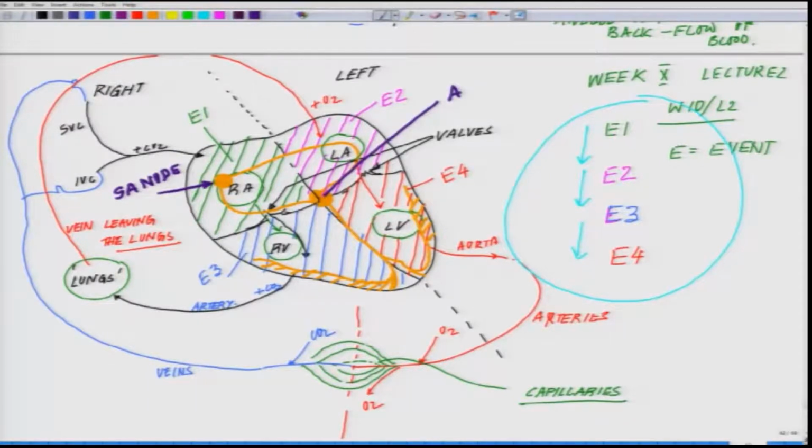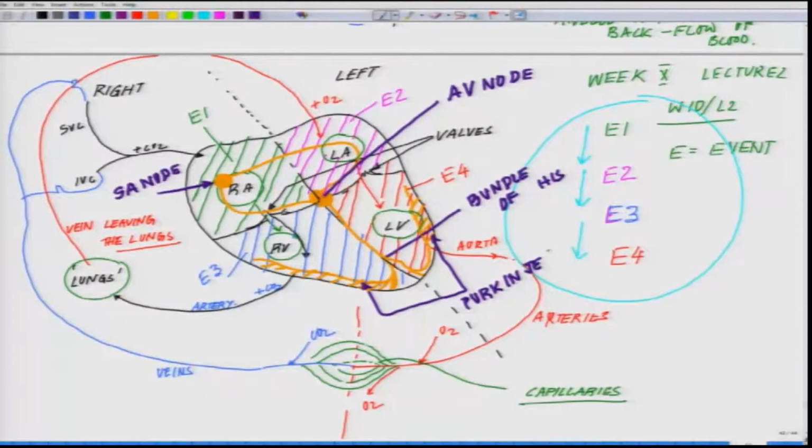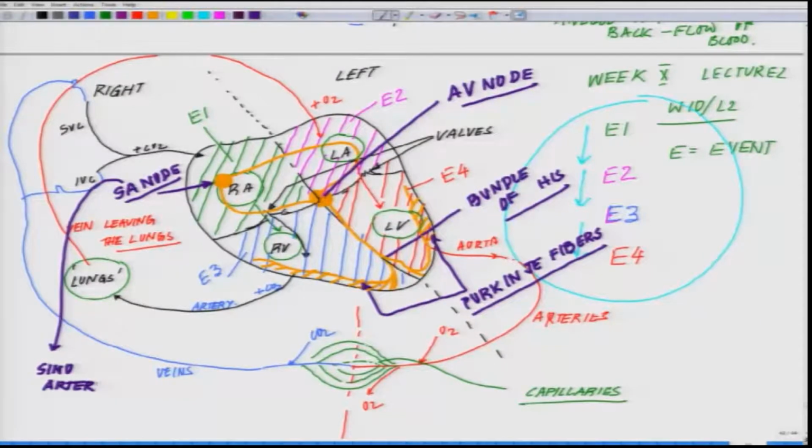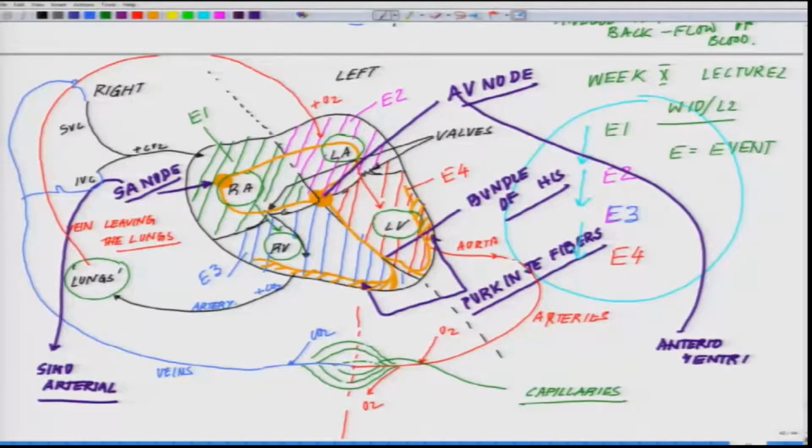this is called the AV node, I will come to that, this is called the bundle of His, and these are called Purkinje fibers, after the name of the famous Purkinje, after whom there are Purkinje neurons. Now, SA stands for sino-atrial node, and AV stands for atrioventricular node.